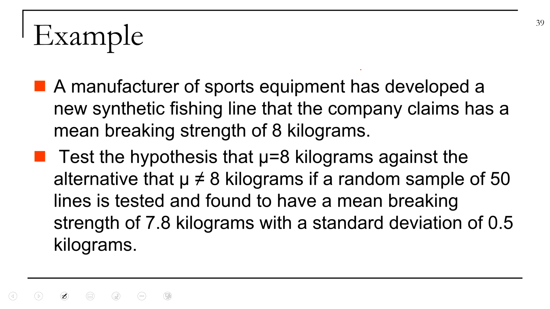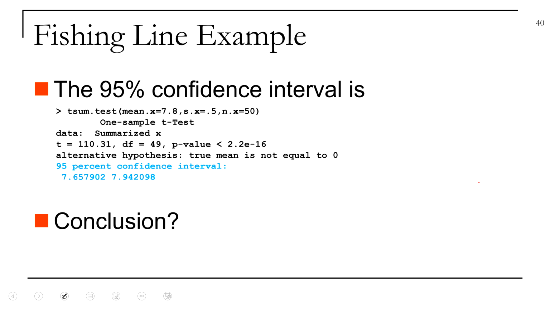One more example of this. A manufacturer of sports equipment has developed a new synthetic fishing line. The company claims it has a mean breaking strength of 8 kilograms. We want to see if that's the case. We have n equals 50. We want to test mu equal to 8 versus mu not equal to 8. We can only do two-sided hypothesis tests right now with this confidence interval approach. We have some sample data. We're going to check this out.